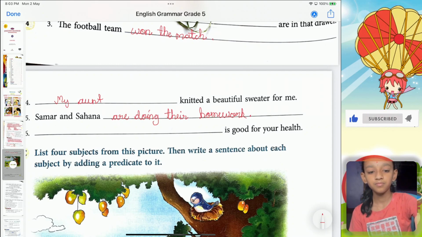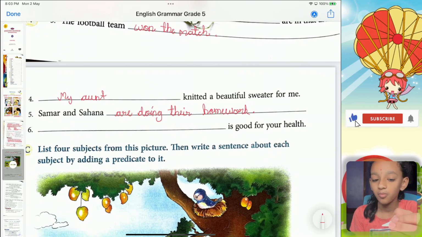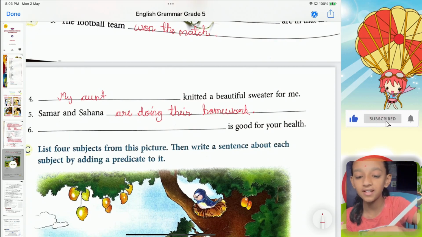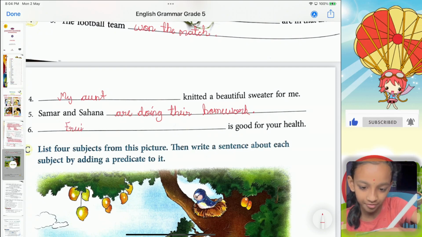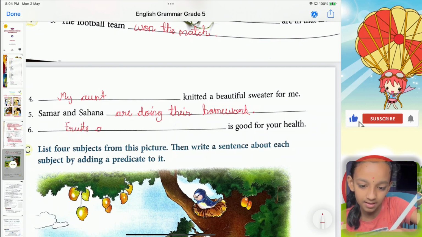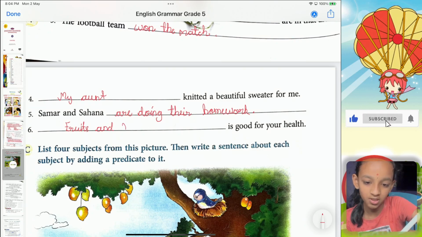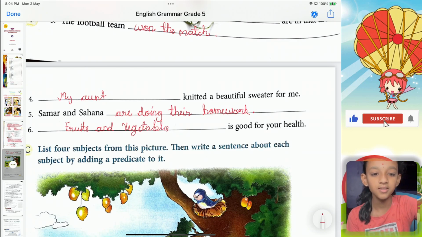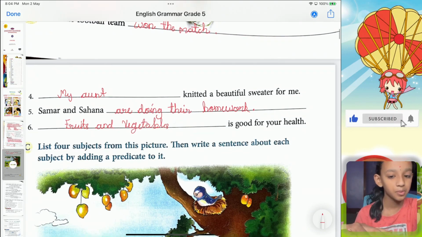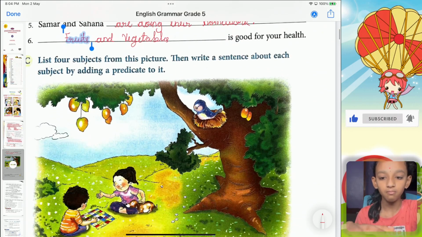Dash is good for your health. Is good for your health is the predicate, so you can put a subject. Vegetables. Yeah, we can write that. Okay, so now we know what a subject and a predicate is.